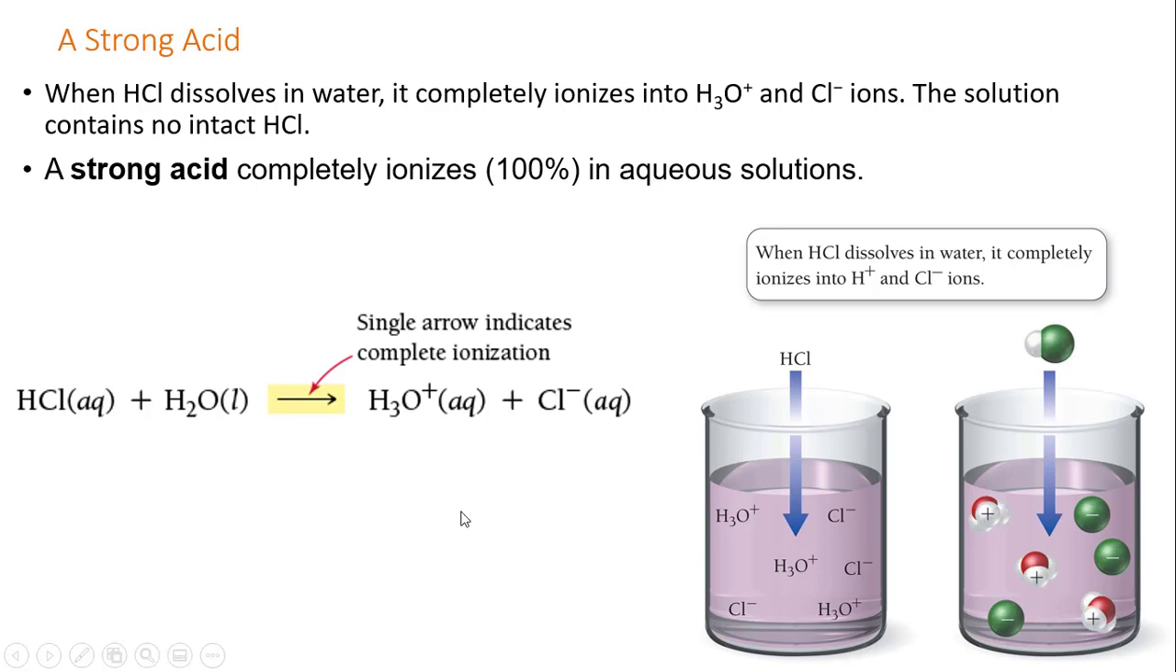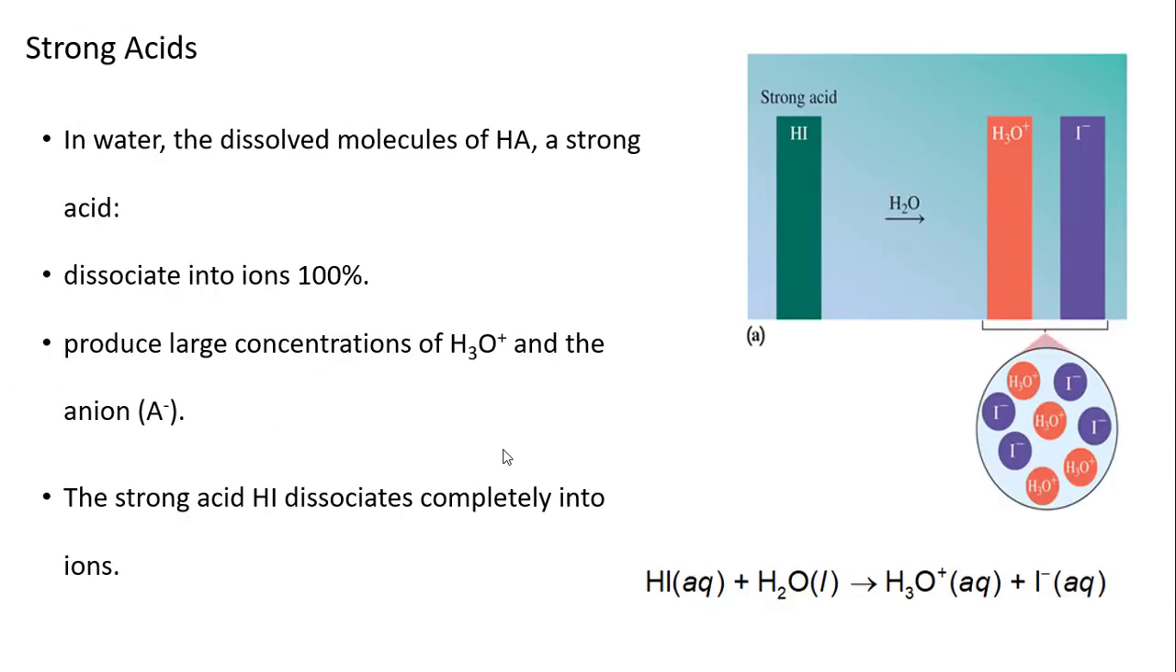It's one way only, and it will stay as hydronium ions and chloride ions, because the attraction to the water is stronger than the attraction to each other, meaning the hydrogen and the chloride. They will split apart because the water will hold them apart, and there's not enough attraction between them to come back together.